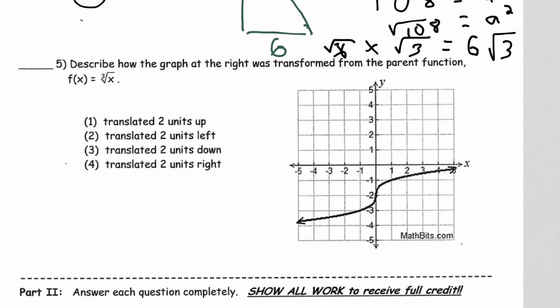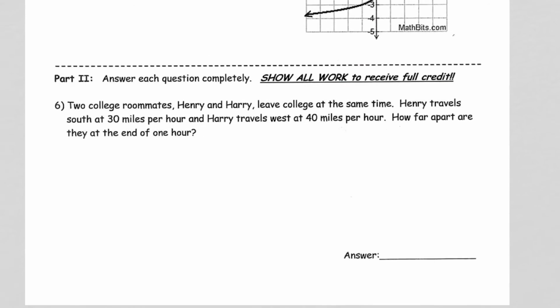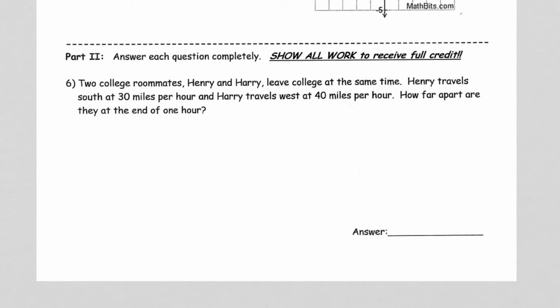And translated 2 units down is choice number 3, so that is going to be our answer. And now we have this other part. 2 college roommates, Henry and Harry, leave college at the same time. Henry travels south. All right, so let's get the college in here. Here's the college. And Henry travels south at 30 miles an hour.